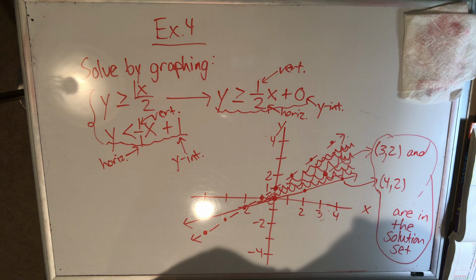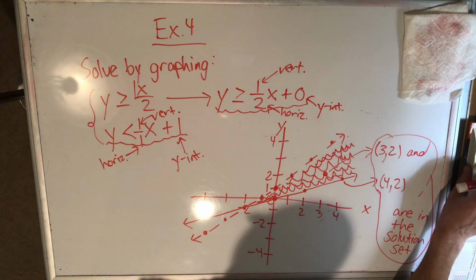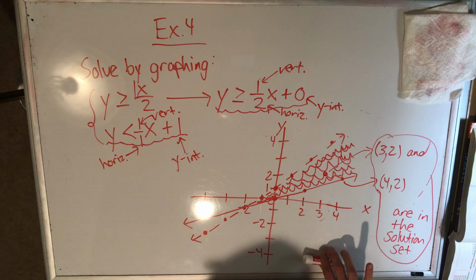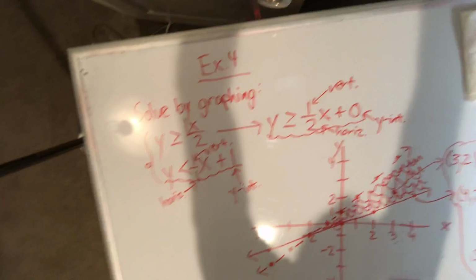Okay, so that should be good enough for section 613, systems of linear inequalities. That concludes section 613, systems of linear inequalities. Thank you.